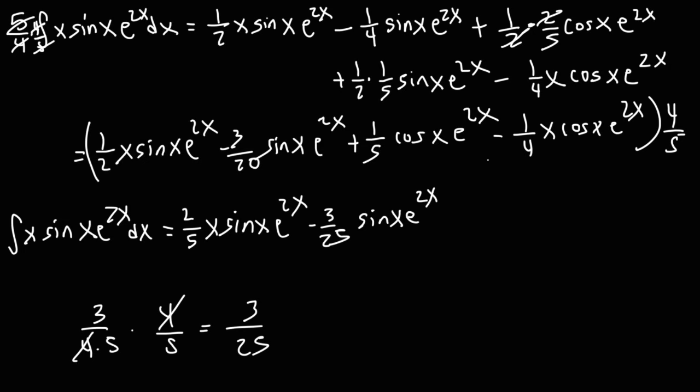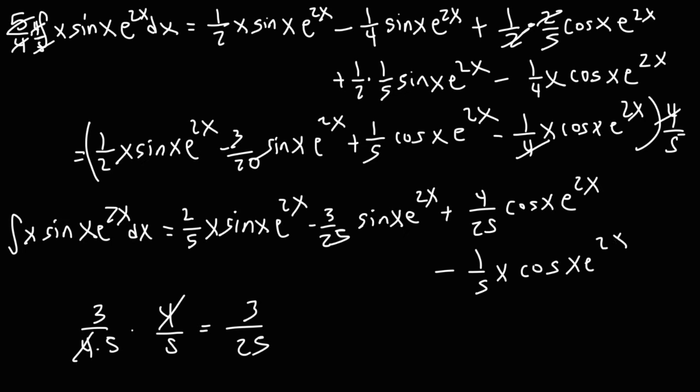And then we can multiply these two. 4/5 times 1/5, that's going to be 4/25 cosine x e to the 2x. And then these will cancel, giving us negative 1/5 x cosine x e to the 2x plus c.